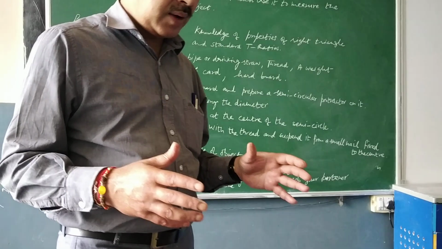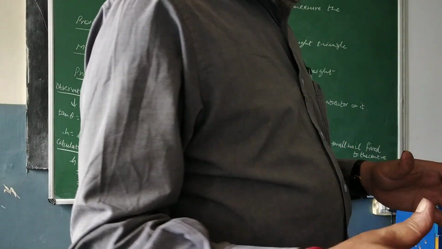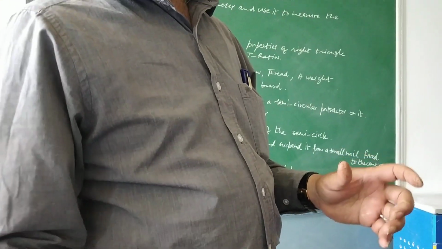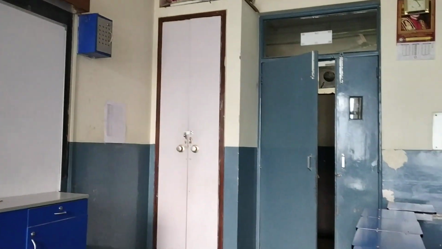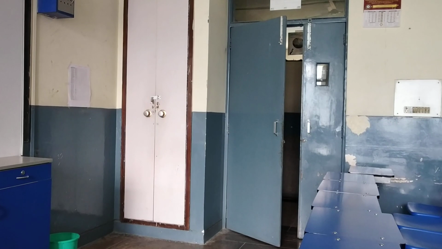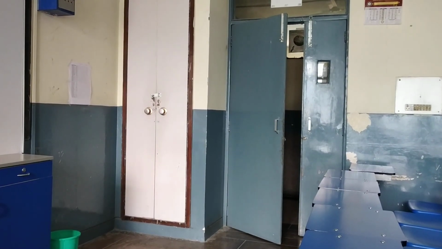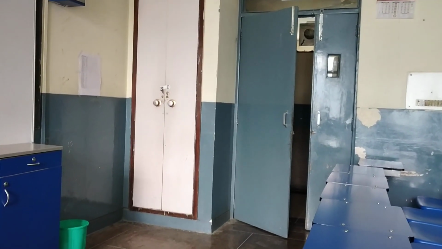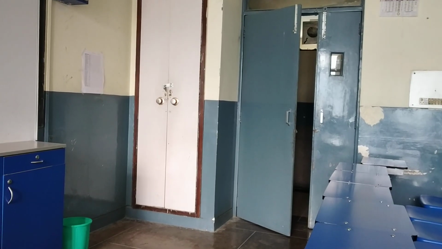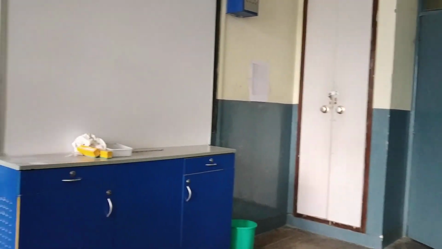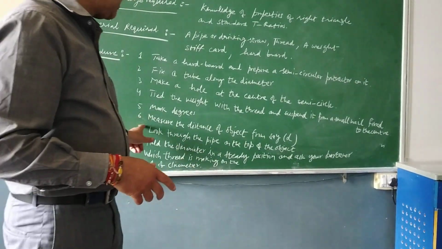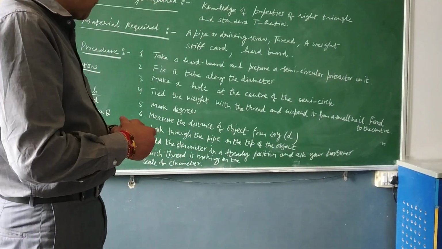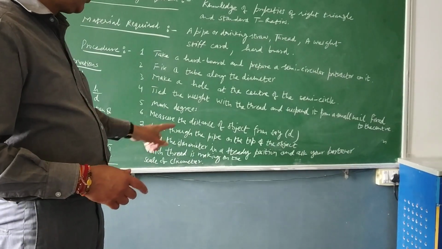Now suppose I am standing here and I have to find the height of this door. So first I need to measure the distance between me and the door where I am standing, and the height of the object which I am looking for. After that, from the calculations point of view, the distance mentioned in step number 6 is D. Then, number 7, look through the pipe.